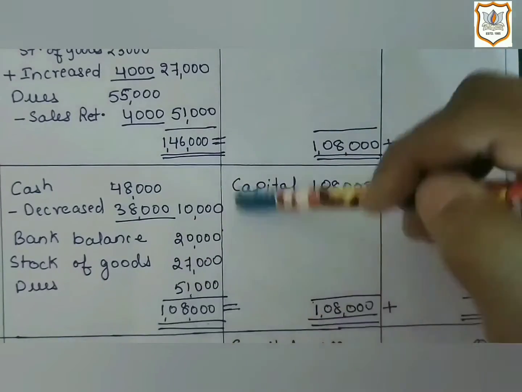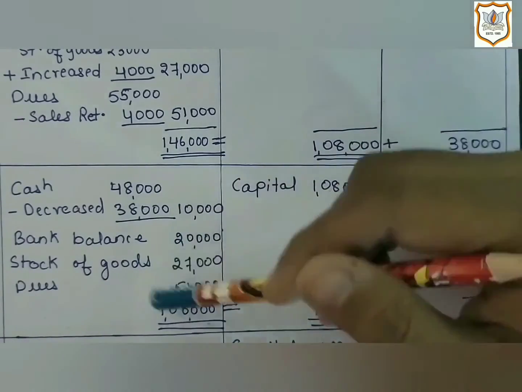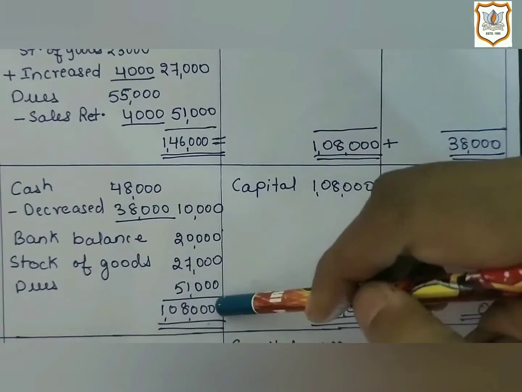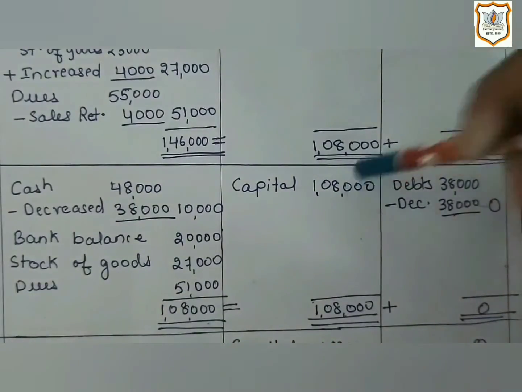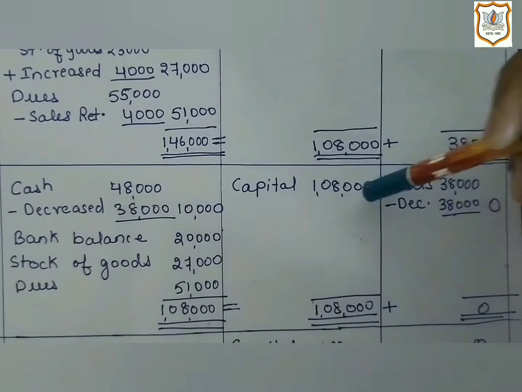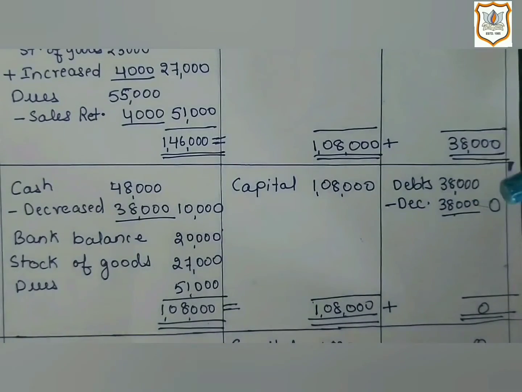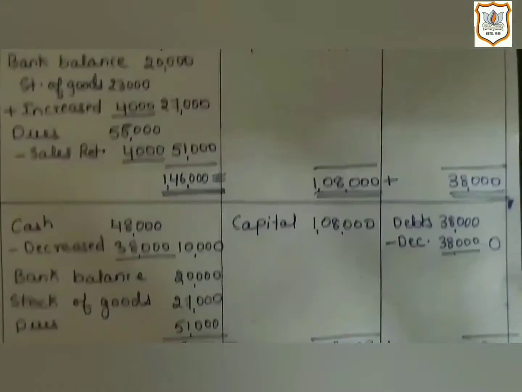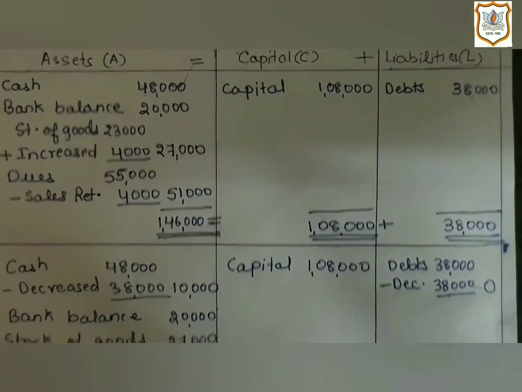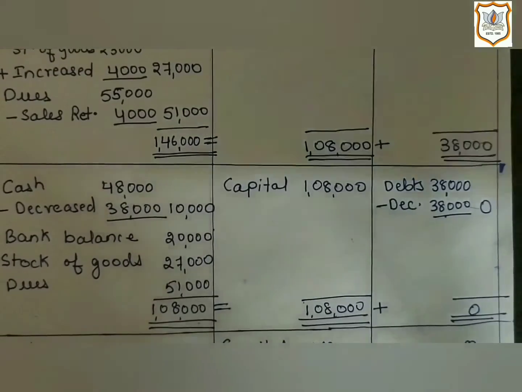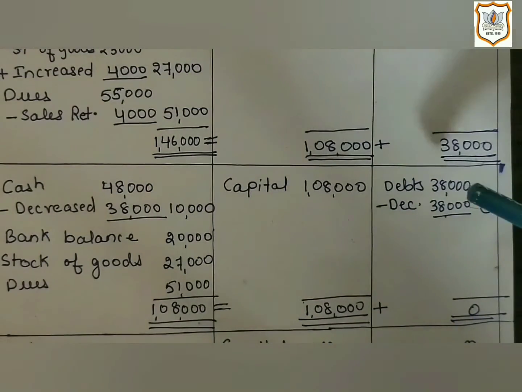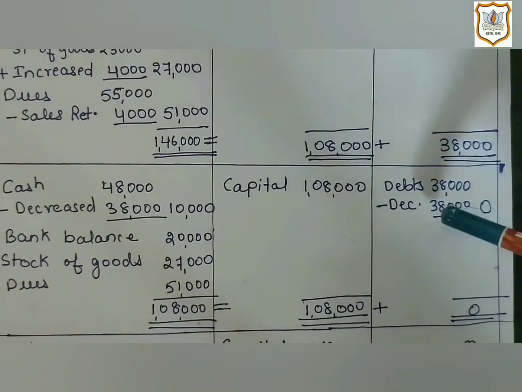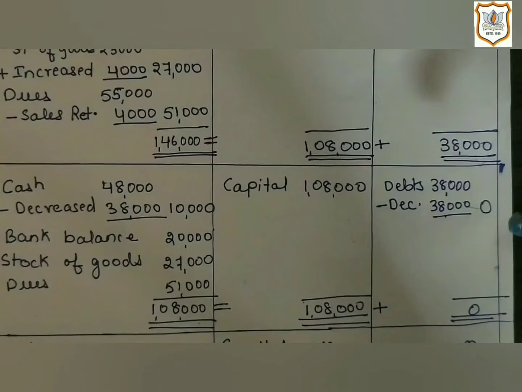So up to now our total asset is 1,08,000. There is no change in capital. It will remain the same as before in previous column. But there is change in liability. Here, due to this transaction, our liability is getting reduced by rupees 38,000 since we have paid to our creditor rupees 38,000. So now our liability is 0.